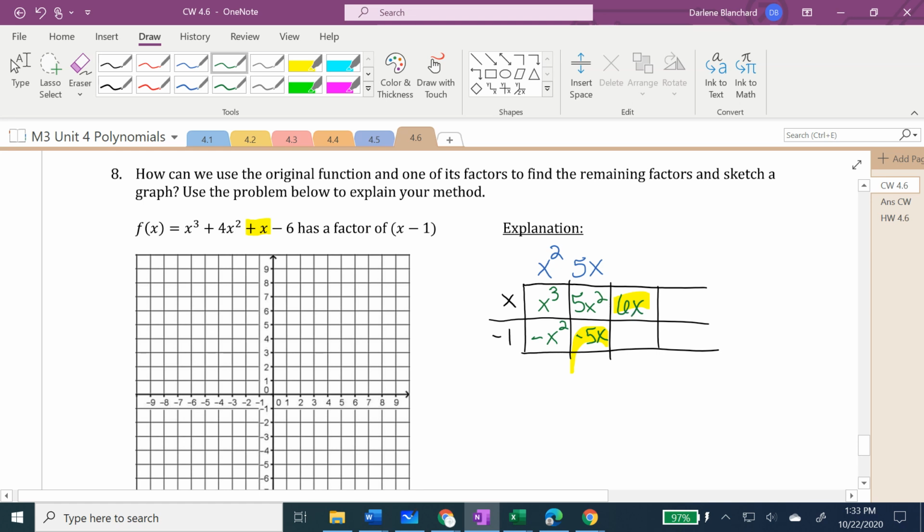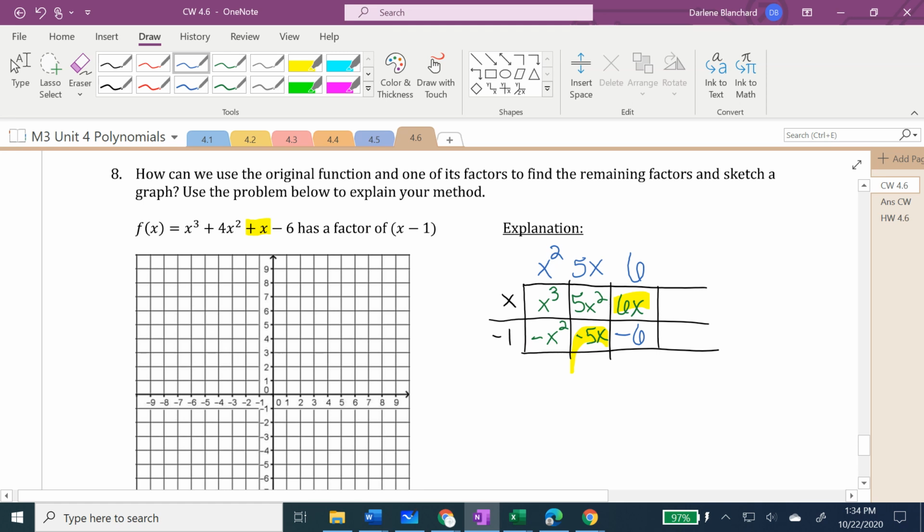Good. 6x. Okay, I'm leaving you highlighted. Then next, x times what is 6x? And do you notice that as soon as you put down a constant term, then this is it. 6 times negative 1 is negative 6.